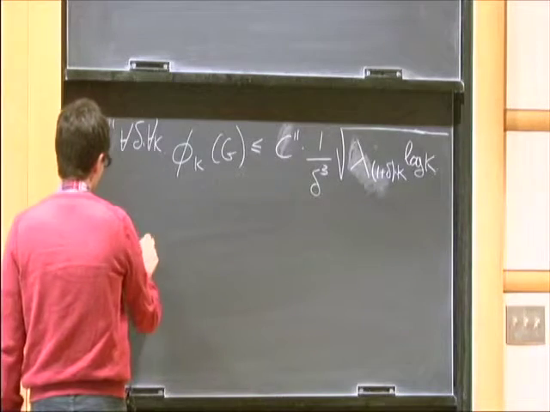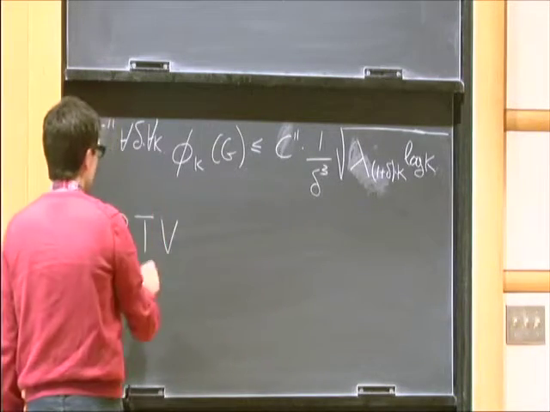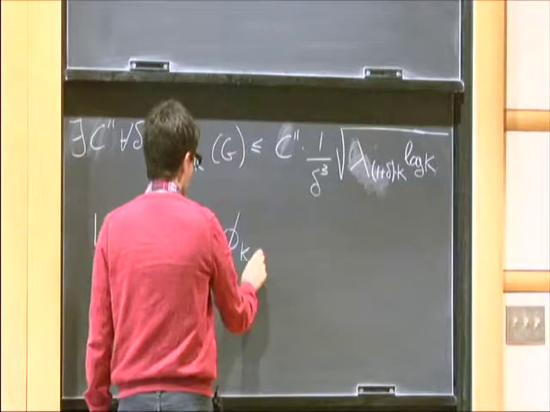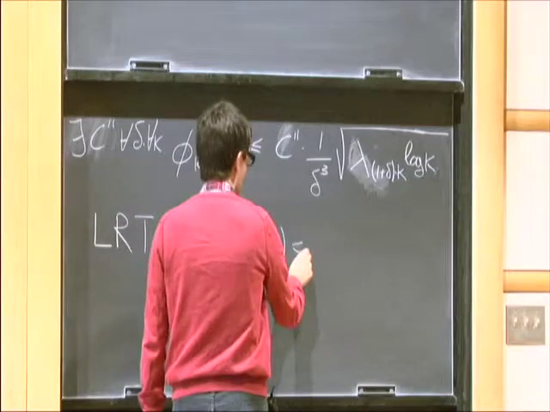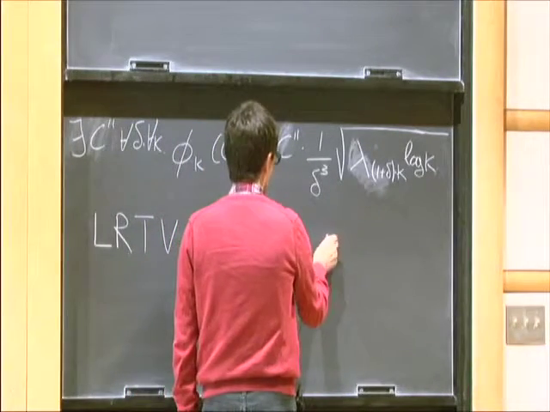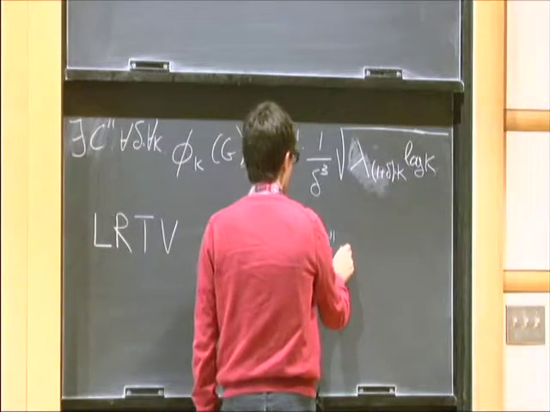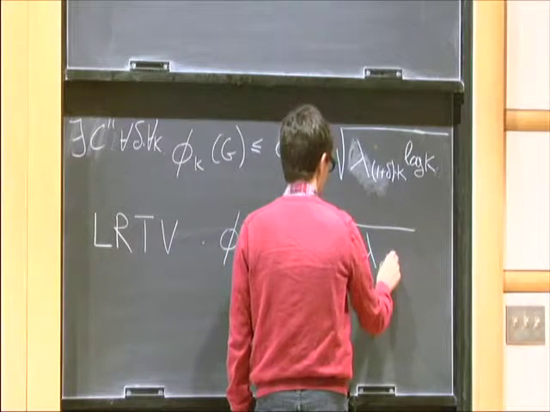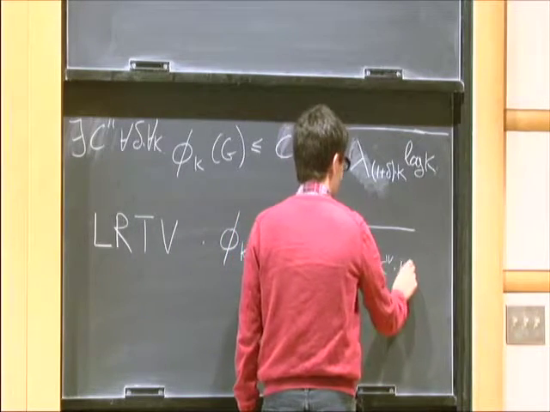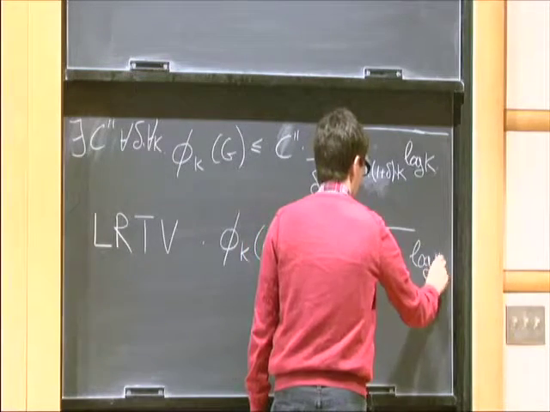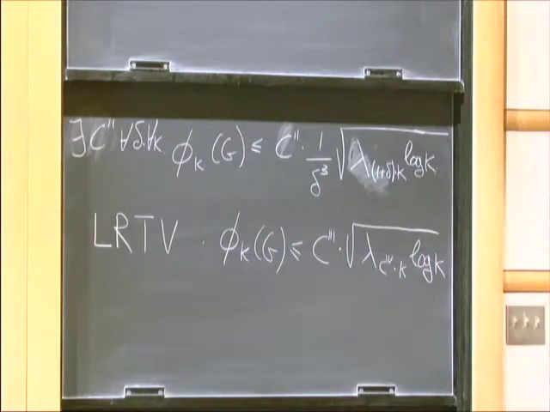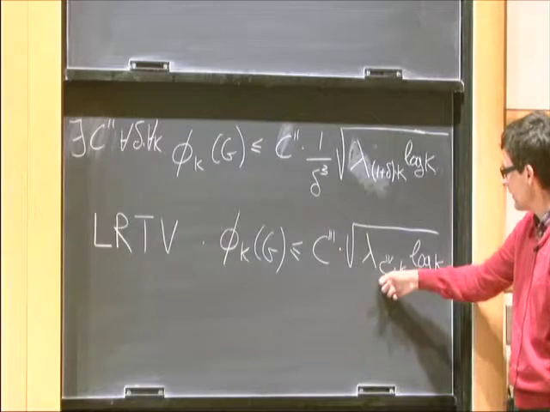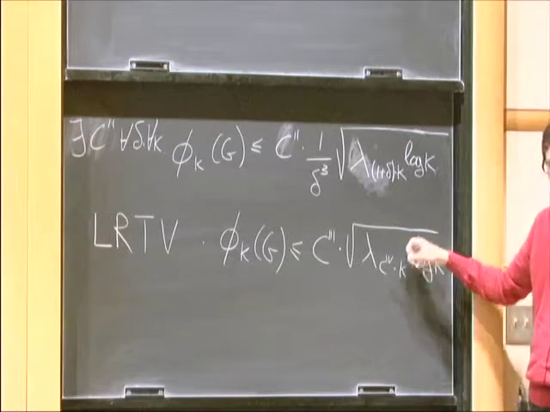Lee, Oveis Gharan, Trevisan, and independently Louis, Raghavendra, Tetali, and Vempala proved something similar. So they also show that this parameter is at most some constant times the square root of lambda of some constant times k. So in their case, this might be like 5 or 6 times k, but it's in the same ballpark.